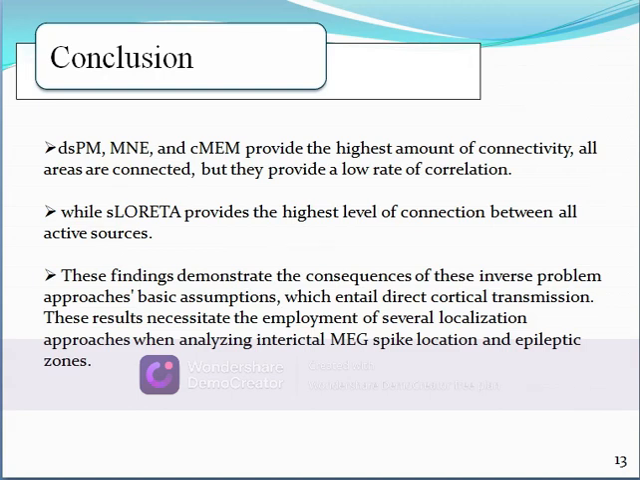dSPM, MNE, and cMEM provide the highest amount of connectivity. All areas are connected, but they provide a low rate of correlation, while sLORETA provides the highest level of connection between all active sources. This finding demonstrates the consequence of the basic assumption of each inverse problem approach on direct cortical transmission. This result necessitates the employment of several localization approaches when analyzing interictal MEG spike locations and epileptic zones.